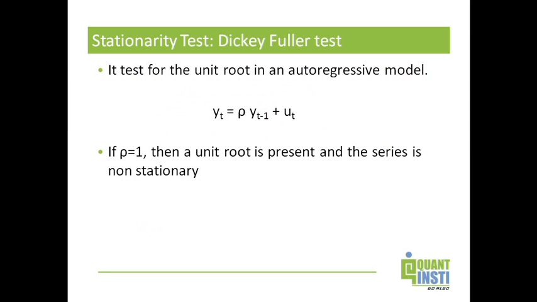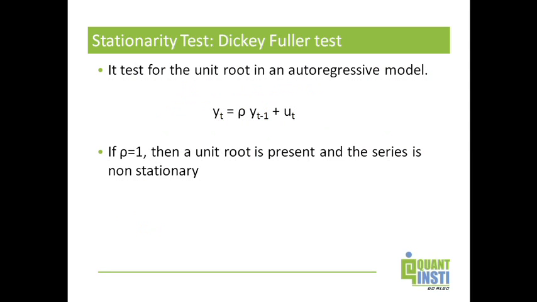And similarly, if yt is equal to rho yt minus 1 plus ut, as I mentioned over here, then yt is depending on the previous value of y, right? That means this is difference stationary. We'll discuss in a bit what exactly we mean mathematically by that.